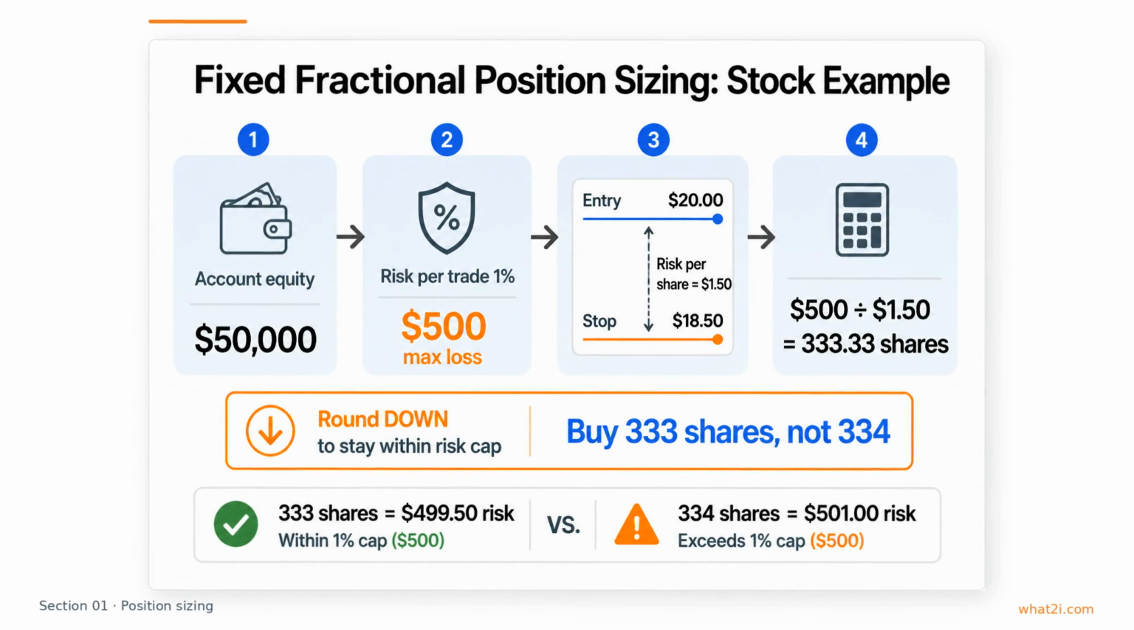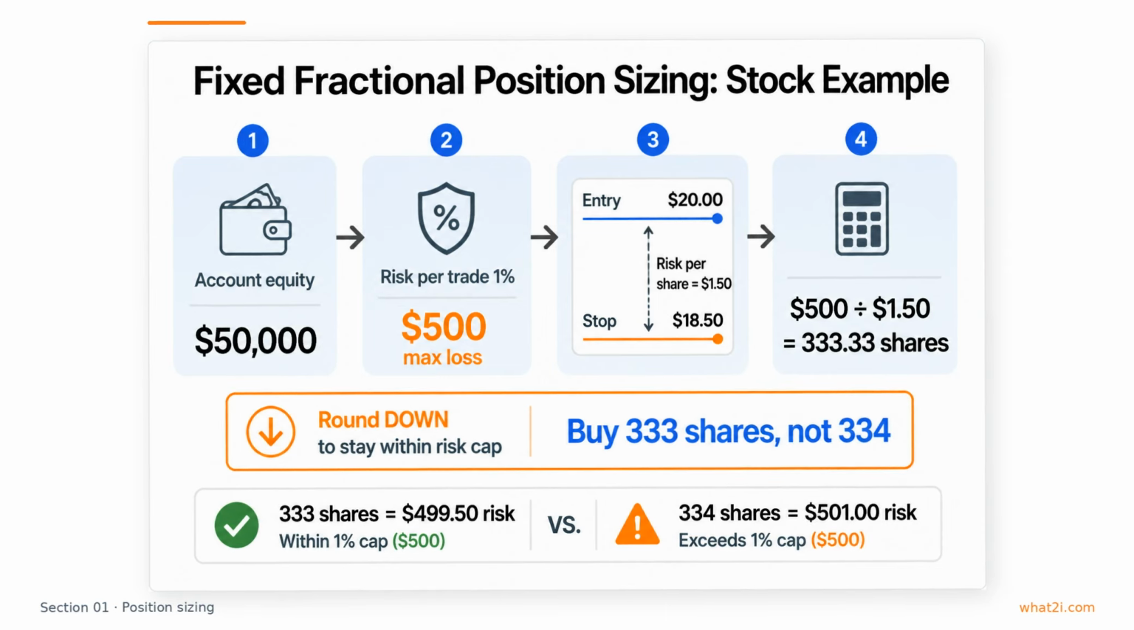Let's walk through a stock example using the fixed fractional method. Suppose the account is $50,000 and the risk rule is 1%, so the maximum allowed loss is $500. If the trade entry is $20 and the stop is $18.50, the risk per share is $1.50. Dividing 500 by 1.50 gives 333 shares. Because risk control matters more than perfect precision, you round down, not up. So the correct position is 333 shares, which keeps the trade within the planned loss limit.